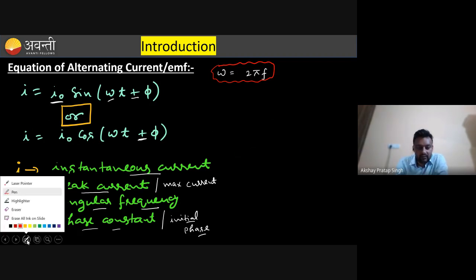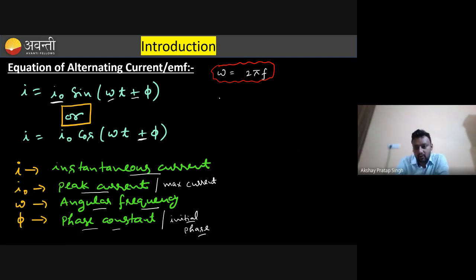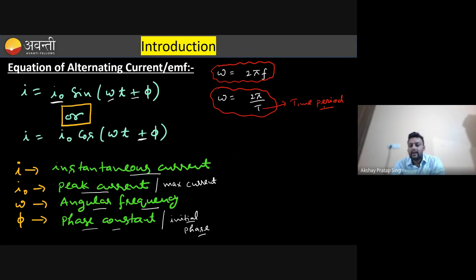So from this, we can form another relation. Omega equals 2 pi, and frequency can be written as 1 over time period, that is, omega equals 2 pi by T. So another golden relation. Here T is the time period and omega is the angular frequency. So you can write T equals 2 pi by omega, or omega T equals 2 pi, whatever form you want.